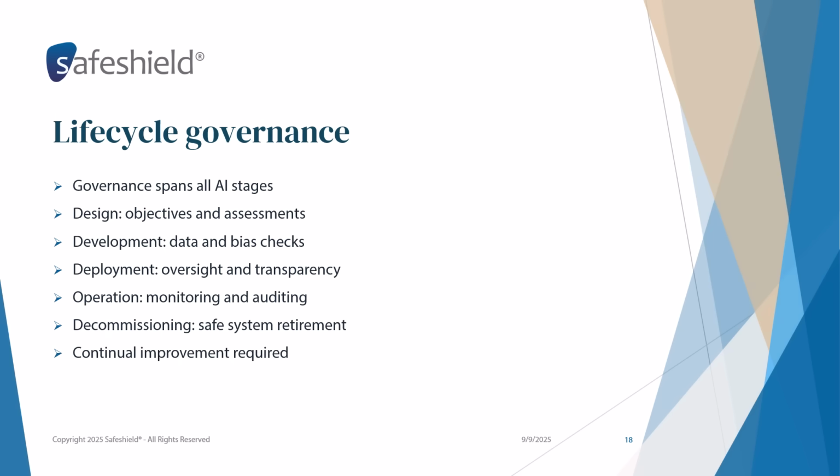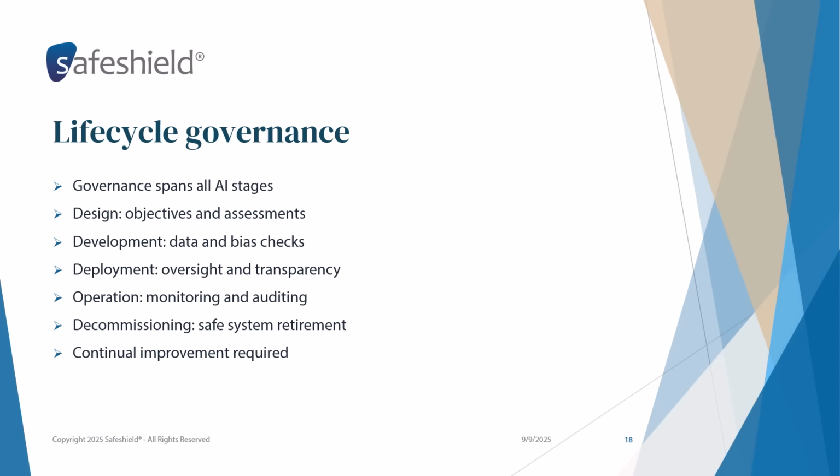AI governance must be applied across the entire life cycle of an AI system, from conception to retirement. Each stage presents unique risks and responsibilities. During the design phase, governance requires defining objectives, conducting impact assessments, and aligning with organizational values. In the development stage, focus shifts to data governance, bias testing, and documentation of design decisions. The deployment phase emphasizes transparency, user communication, and ensuring human oversight for critical applications.